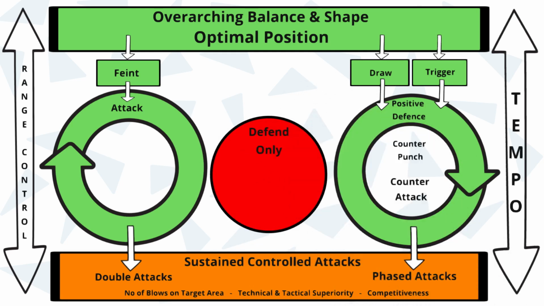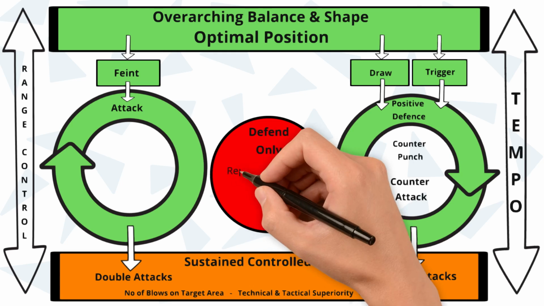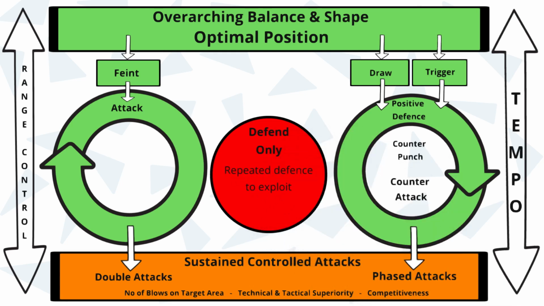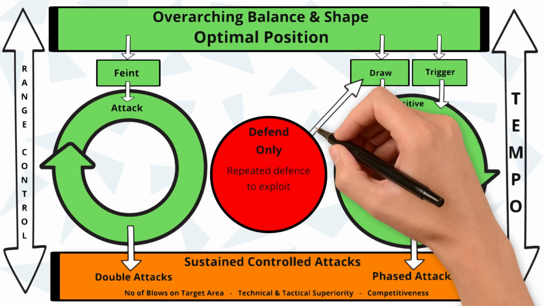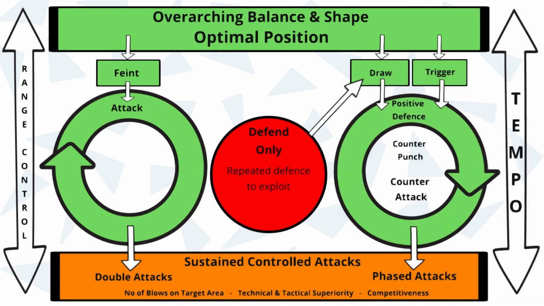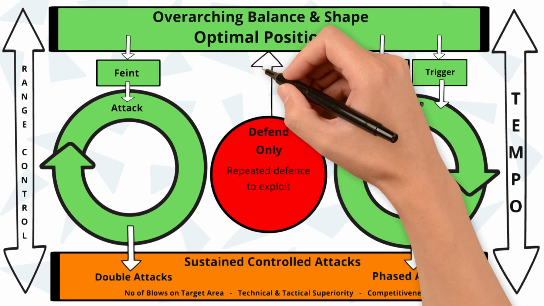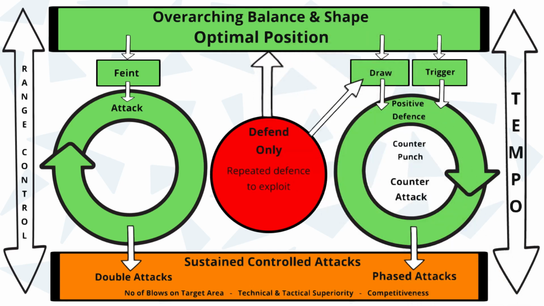Now we can defend only, but it's a negative option. If we're defending only, then we're not going down to the golden area, down to sustaining our attacks. We can repeatedly defend to draw our attacks, but that brings us back into the original area there, which is no further along, getting towards that promised land of the sustained controlled attacks.